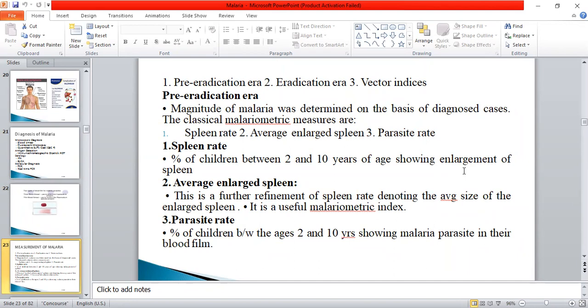Average enlarged spleen is a further refinement of spleen rate, denoting the average size of the enlarged spleen. And then the parasite rate is defined as the percentage of children between ages 2 to 10 years showing the malaria parasite in their blood. There are also parasite density index, infant parasite rate, and proportional case fatality rate.